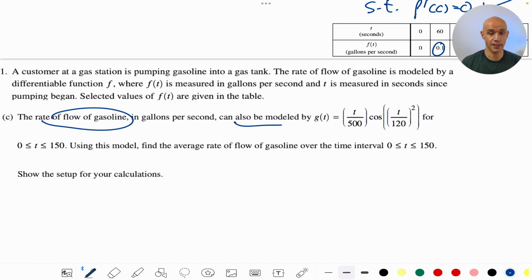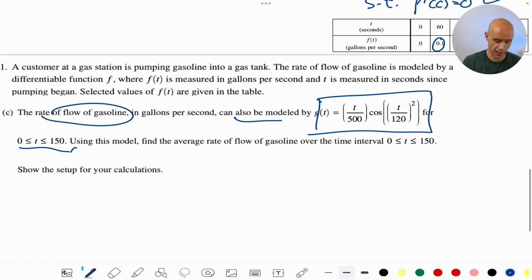So it's the same, it's like the table, but now it's a function. Instead of a table, we have a function. And between 0 and 2 minutes and a half, remember these are seconds. Using this model, find the average of flow.